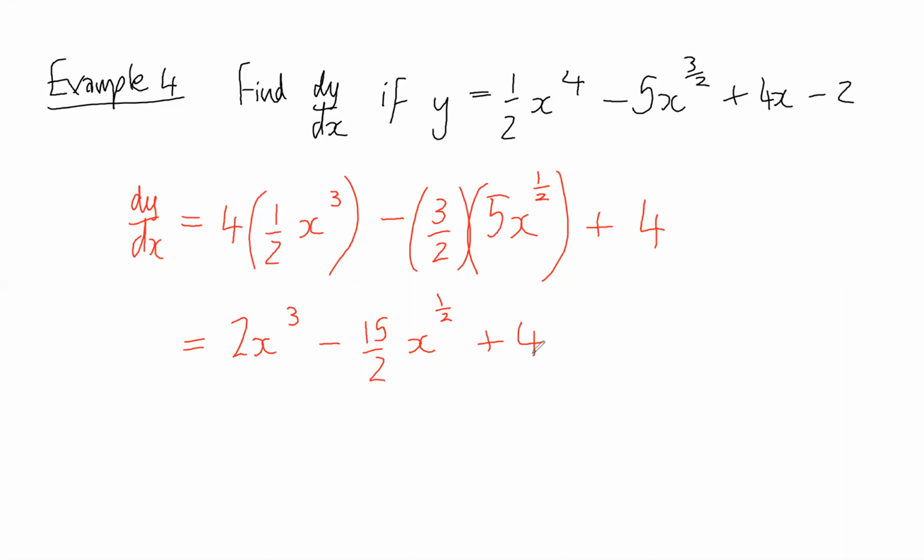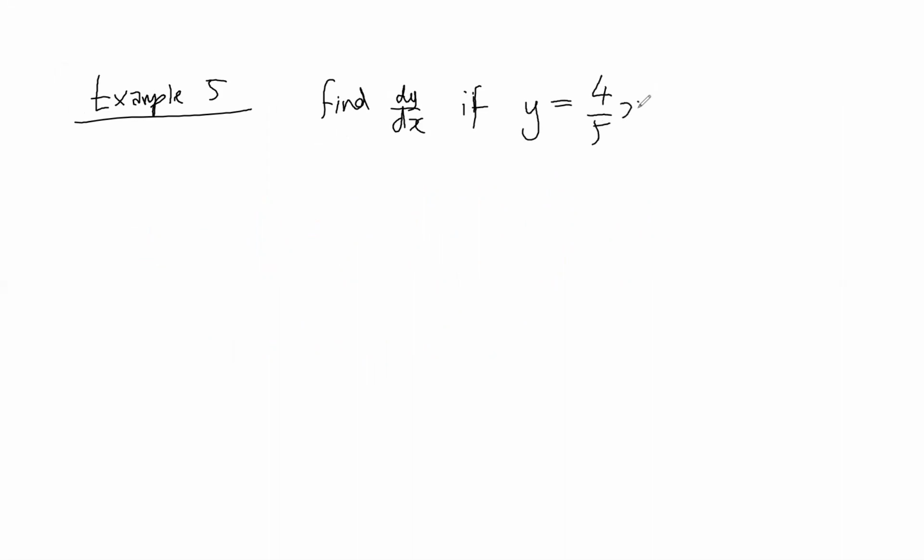Okay, so example 5. Find dy by dx if y equals 4/5 x to the half minus a half x to the 1/3 plus 2/3. So use your calculator for this.